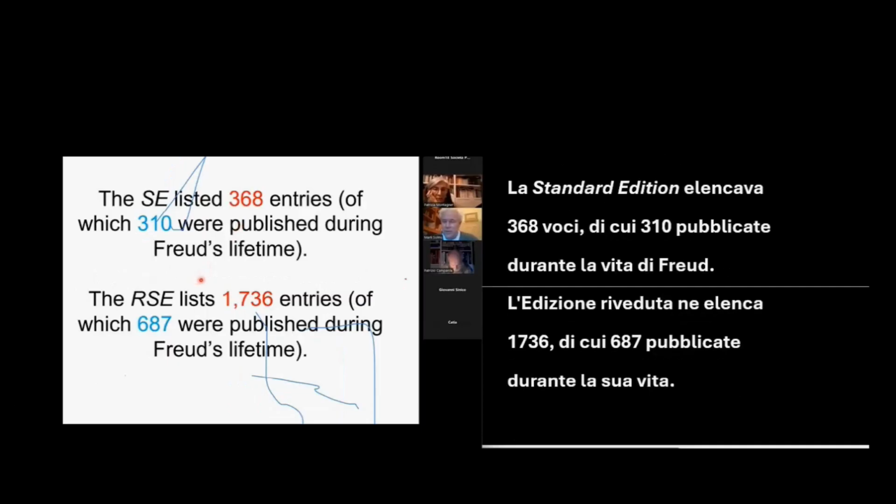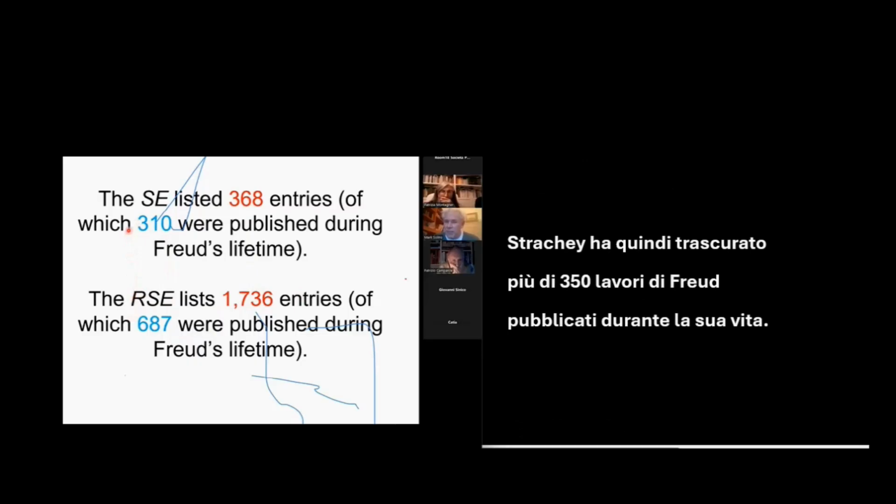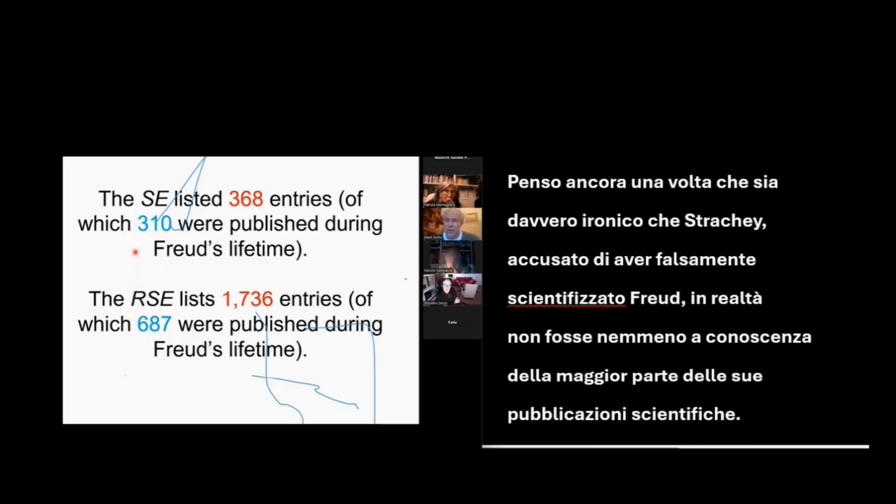This is how we come to these astonishing facts. The standard edition listed 368 entries, of which 310 were published during Freud's lifetime. The revised standard edition lists 1,736 entries. Compare these numbers, of which 687 were published during Freud's lifetime. So Strachey overlooked more than 350 of Freud's publications published during his lifetime. I think, again, it really is ironic that the Strachey who is accused of falsely scientizing Freud actually was not even aware of most of Freud's scientific publications.